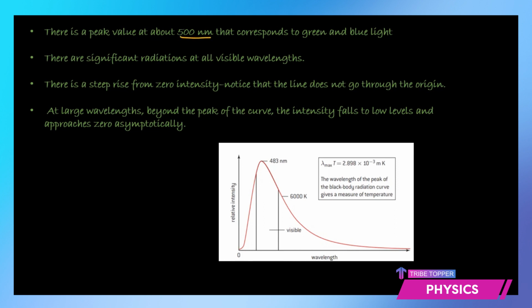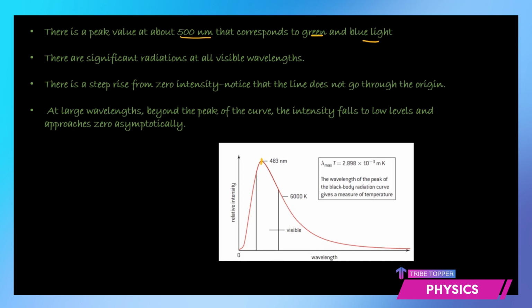If I take a close approximation to a round figure, around 500 nanometers is the highest peak value, which corresponds to green and blue light. Then there are significant radiations at all visible wavelengths, so you will have the visible wavelengths and there will be enough radiation in that range. And there is a steep rise from zero intensity.